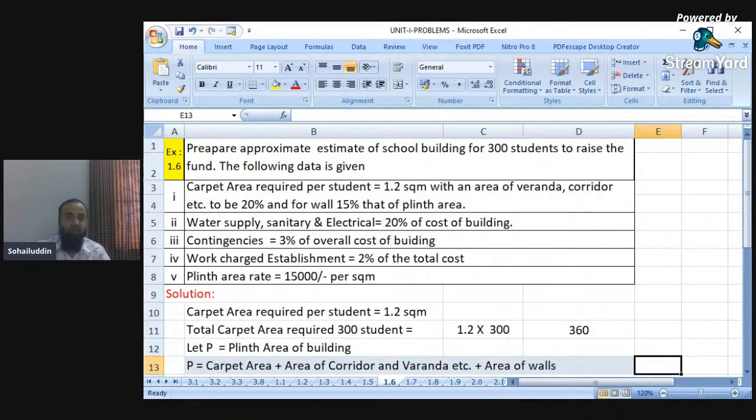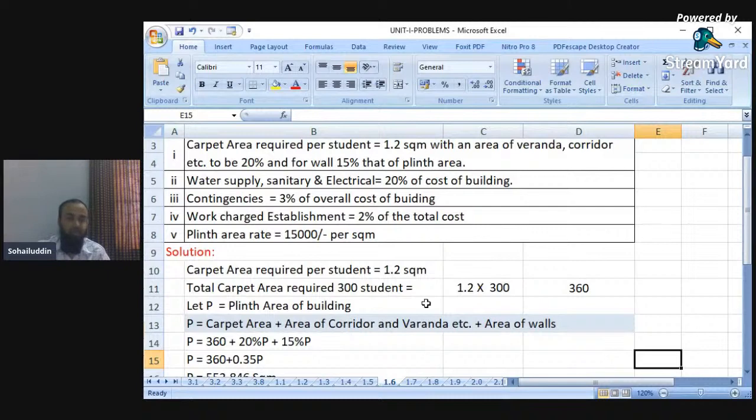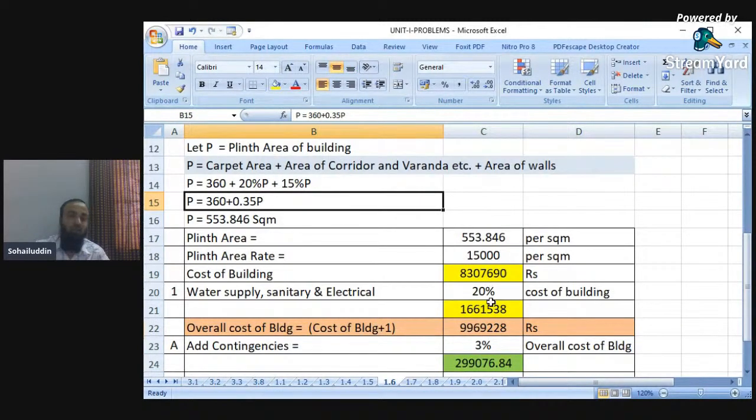Next, let P be the plinth area of the building. P is the addition of carpet area plus area of corridor and veranda, etc., and area of wall. P is, as we have calculated, 360 plus 20% of P, that is the area required for corridor, plus 15% of the plinth area required for walls. In this way, total P is 360 plus 20% of P plus 15% of P, that is addition of 0.35 of the plinth area.